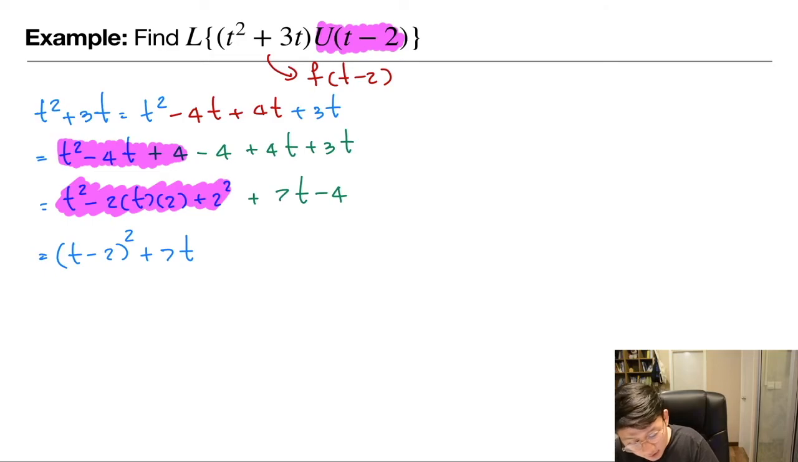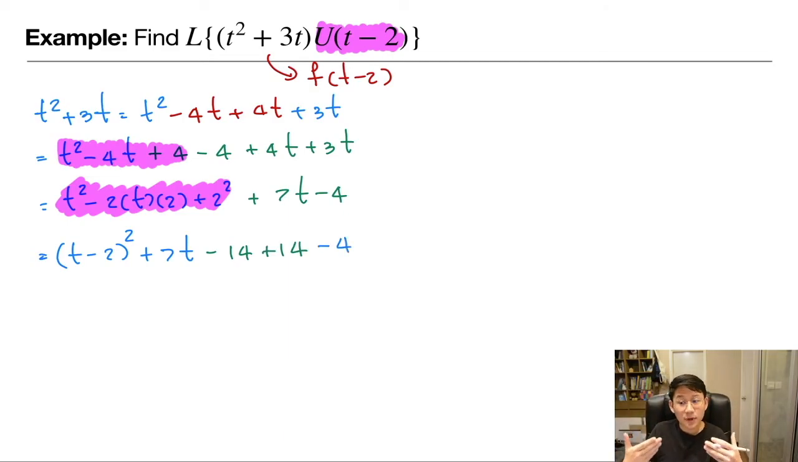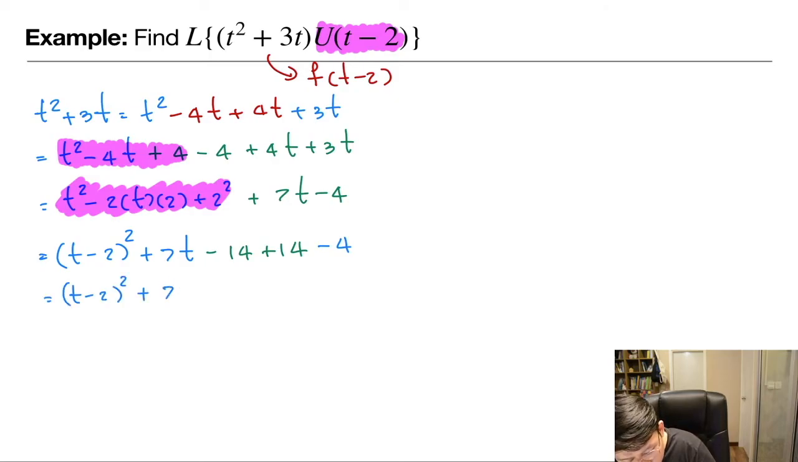I can minus 14, and then plus 14, and then minus 4, right? Minus 14 plus 14 is the same as plus 0, right? And in that case, I have t minus 2 squared plus 7 times t minus 2 plus 10.